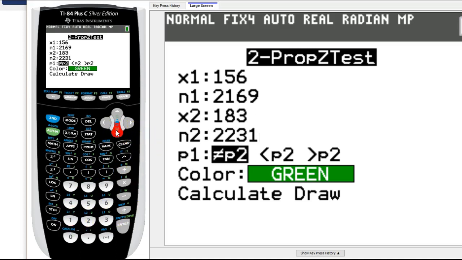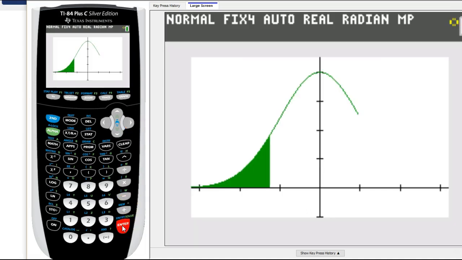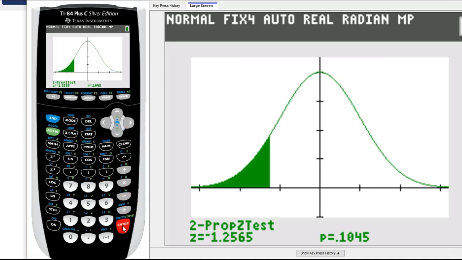This is not an equal. We want to know if the girls are less than the boys. And I'm going to go ahead and draw this. All right, remember alpha is 0.01. Our p-value is 0.1045. That means our p is greater than our alpha. We cannot reject H0.